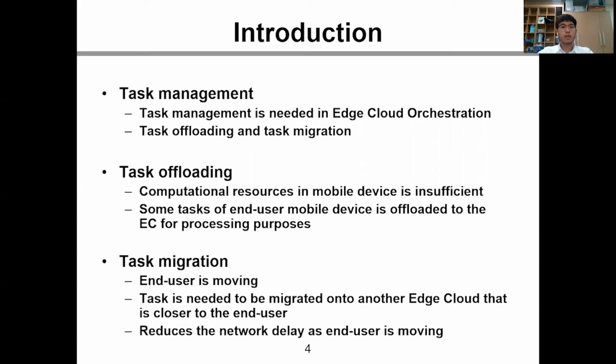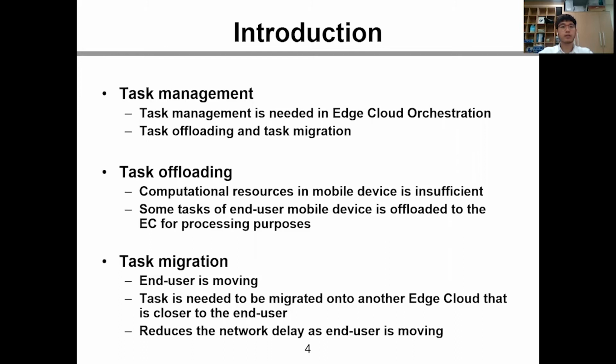Because there is more than one EC in the MEC network, we can distribute the tasks across the ECs. For example, 100% of tasks in one EC or 50% of tasks in each of two ECs. For the main approach, we have two: one is task offloading and one is task migration. First is task offloading. If computational resources in the end user's mobile device are insufficient, some tasks can be offloaded to HCloud for processing.